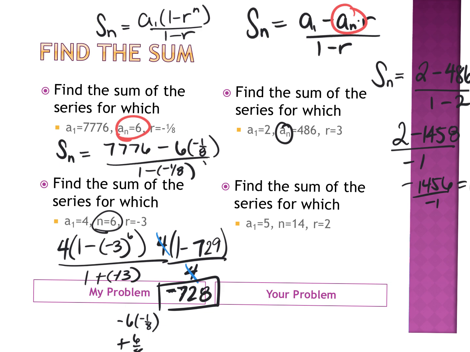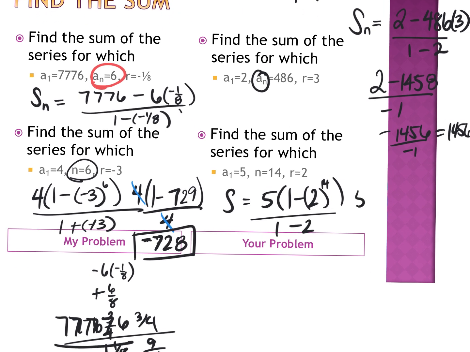Okay, find the sum of the series for which A1 is 5, n is 14, and r is 2. Pause the video, plug it into the equation, evaluate it. You should be done with the problem before you watch me do this. So the sum is A1, 5, times 1 minus r, which is 2, to the n, 14th power, over 1 minus 2. And 2 to the 14th, not one I know off the top of my head, is 16,384.